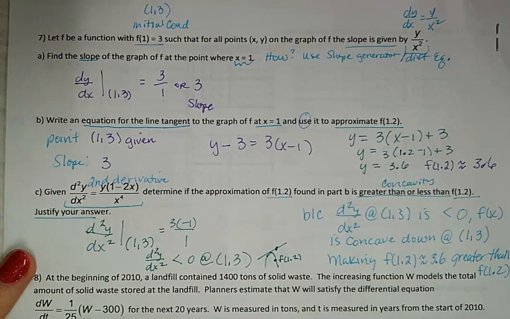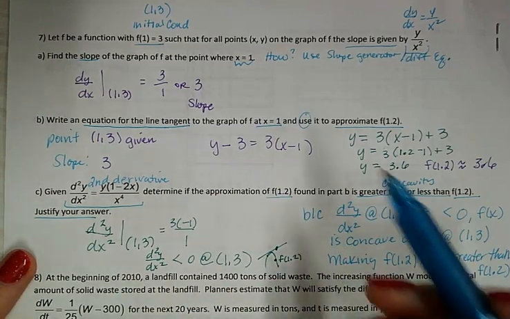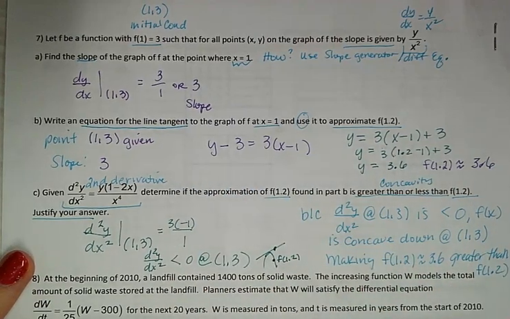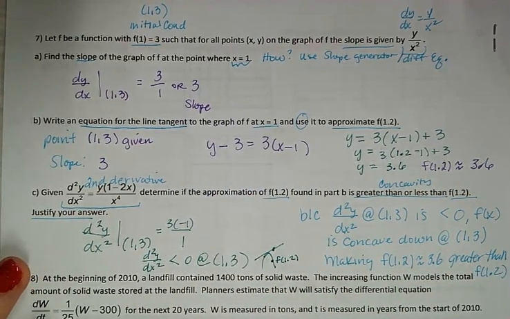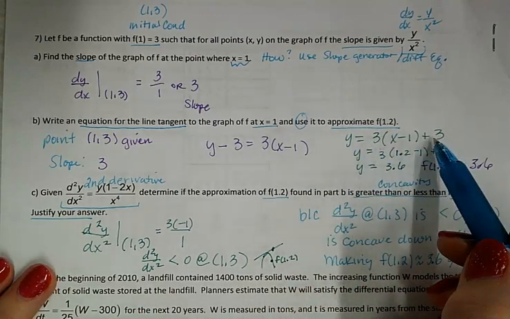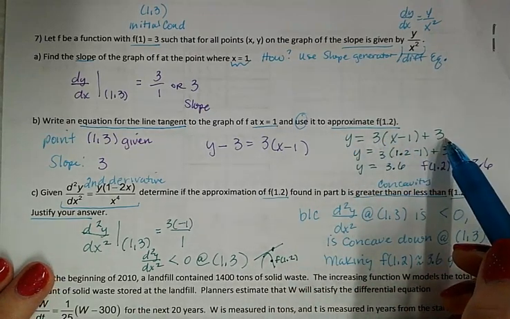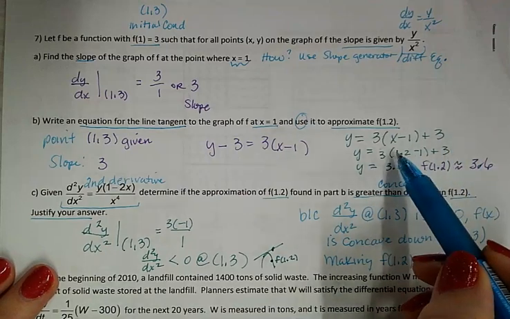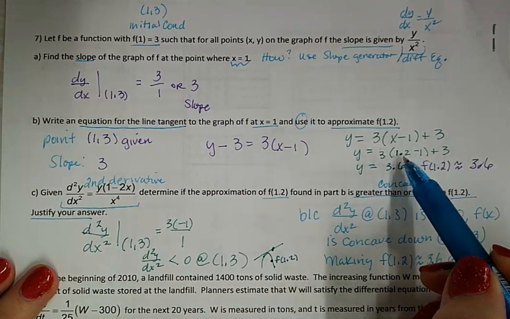I'm getting people that are giving me crazy slopes and they're putting the numbers in the wrong spot and it doesn't even make any sense, okay? Now, the second part to this is to approximate it. So I used that line and I went ahead and moved my 3 over just to make it easier to calculate. So I put my 1.2 in there.